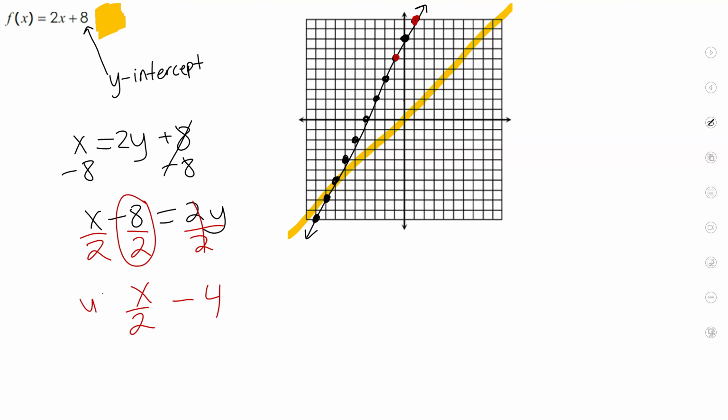So this is your inverse graph. All right, so that means your y-intercept is at -4. 1, 2, 3, 4, right here. And your slope is 1/2. So up 1/2, up 1/2. And we get those exact same points that we were earlier. Okay, but it's going to be a mirror image.